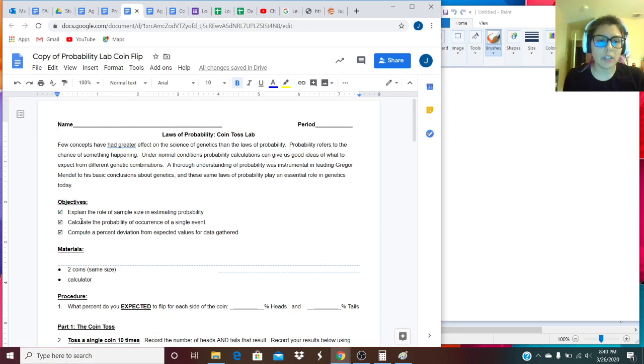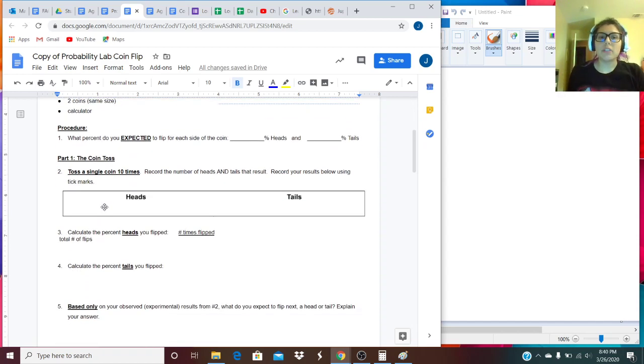So our objective is to explain the roles of sample size in estimating probability. We're going to calculate the probability of occurrence of a single event, and we're going to compute a percent deviation from expected values for data gathered. So don't let all those big words scare you away, okay? Basically, we're going to do some math calculations for percentages, and we're going to explain why these percentages are happening. And we're also going to explain what's the difference between flipping 10 times versus flipping 100 times. That's it. All right, so here we go.